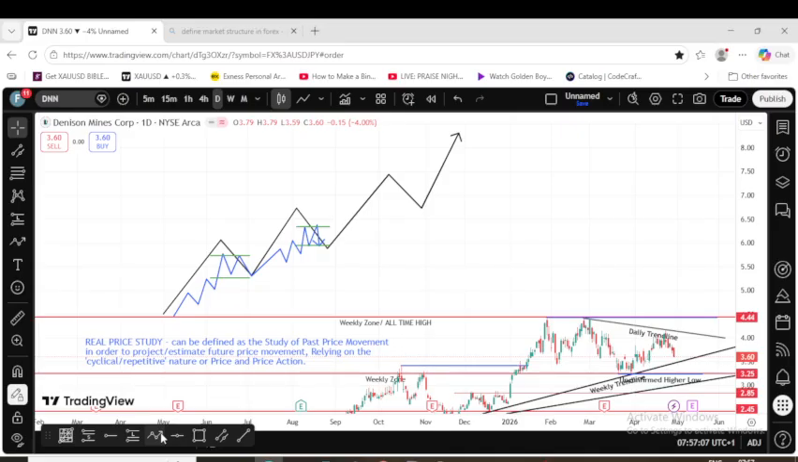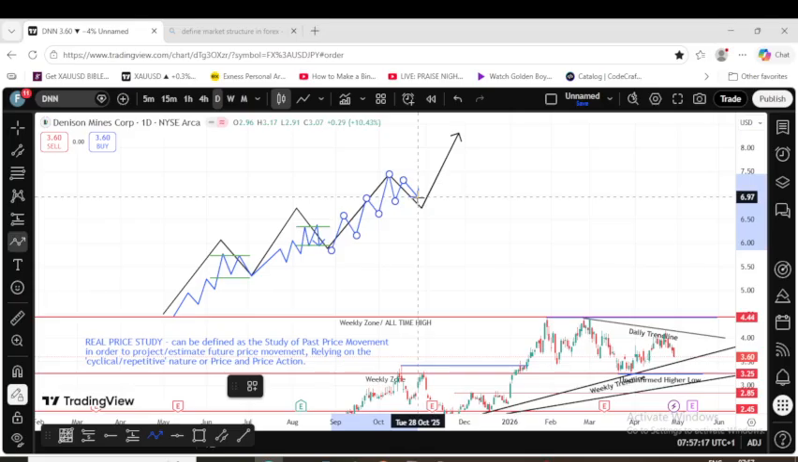And when you notice that price is in a correctional move and it's in a rectangular range, what you would want to do then is to buy at the bottom of the range so that when price breaks out, you can catch the entire swing. That might not really make a lot of sense right now, but let's do some real price study to get you more familiar with it.